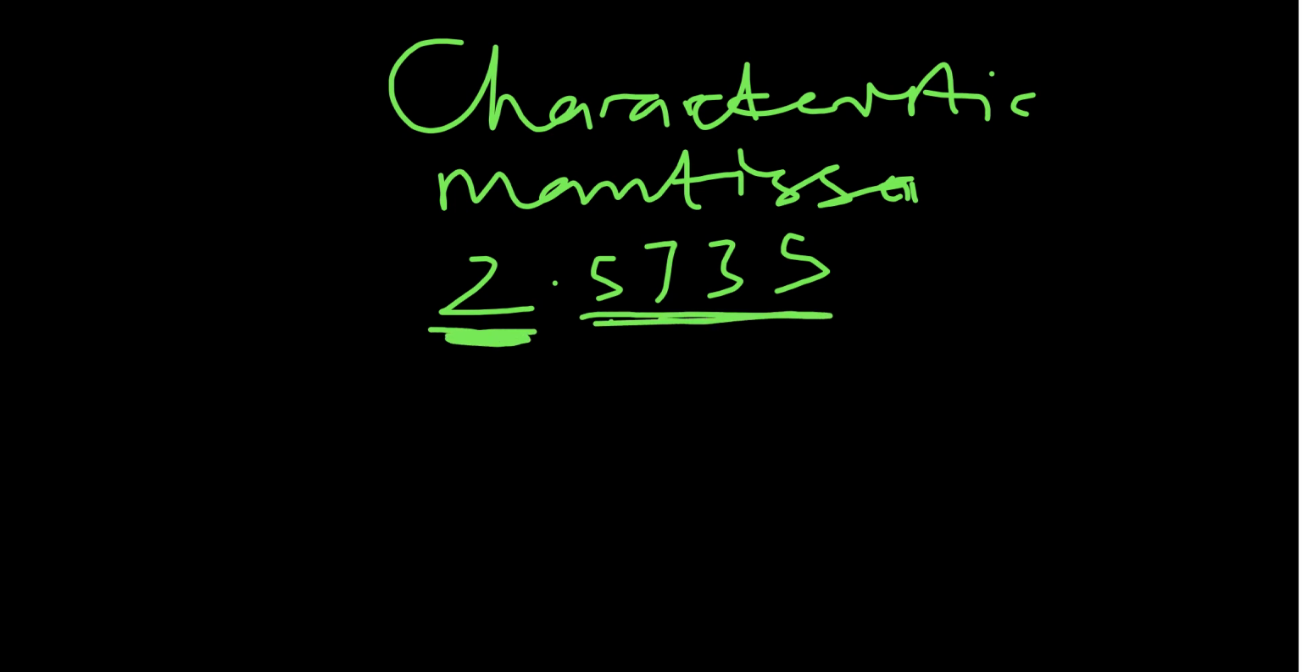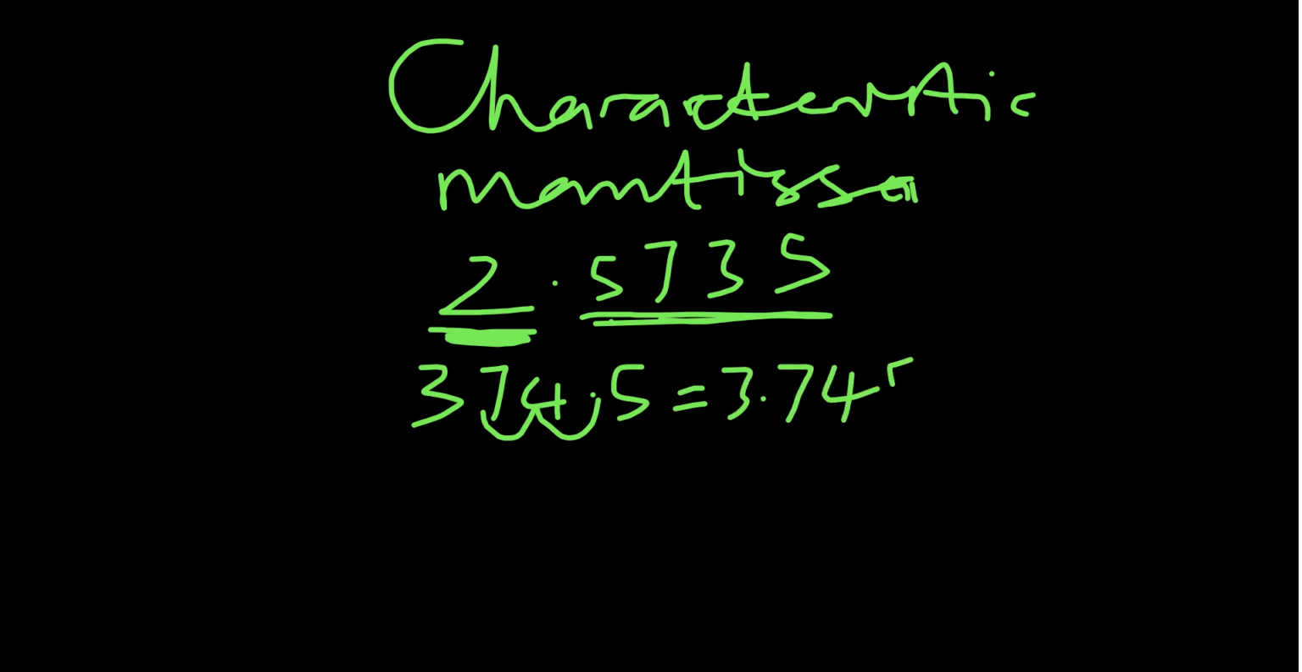Okay, so you can easily discover the characteristic by looking for the standard form of the number. So the number we used was 374.5, and when we look for the standard form of it, it gives us 3.745 times 10 raised to power 2. Okay, so you get your characteristic from here. This 2 here is the characteristic value.